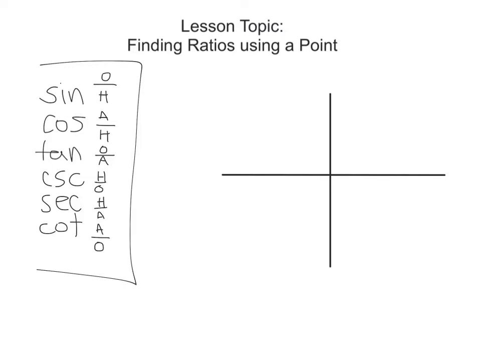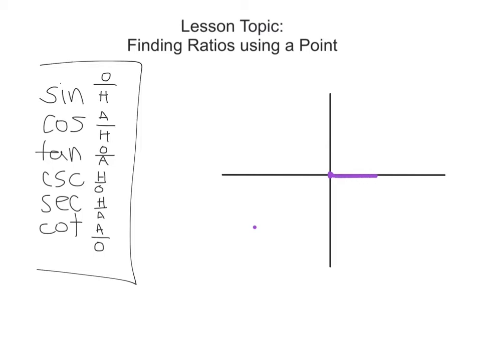Okay, so back to the topic at hand. It says we're going to find these 6 ratios using a point. So I'm going to put a point on this coordinate plane right here, this purple point. Can I still draw an angle that we know goes through that point, even if we don't know what theta is, our original angle? Sure, we can definitely draw an angle.